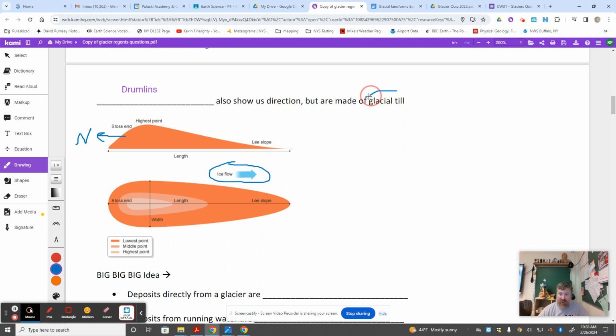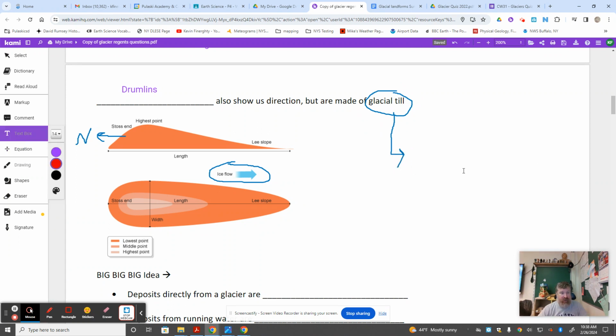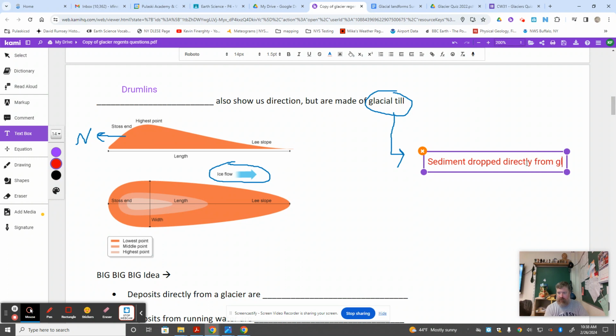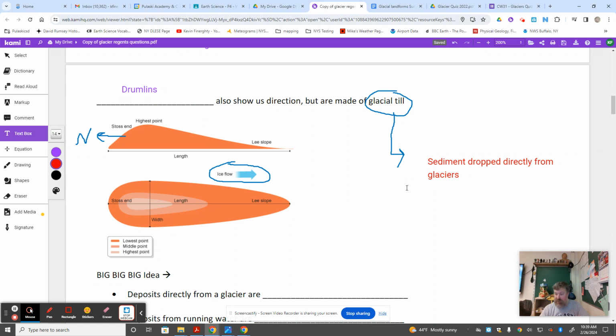So we're going to want to know this term right here. Glacial till. Stuff deposited directly from the glacier is made of glacial till. So this is sediments dropped directly from glaciers, right? Moraines, drumlins, things like that, where it got dropped and that's it.